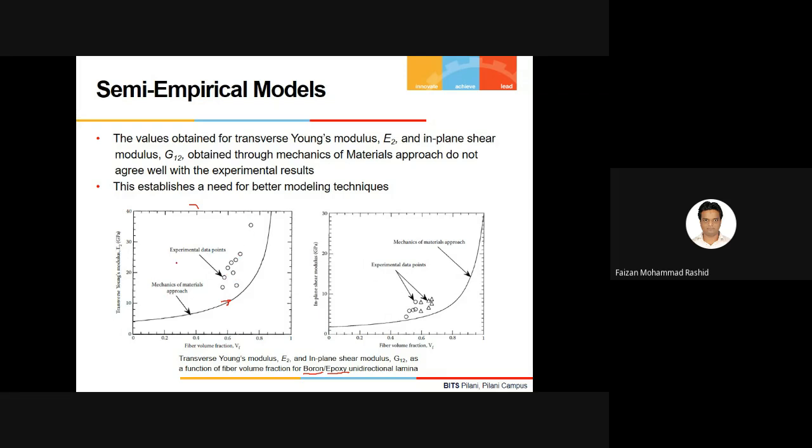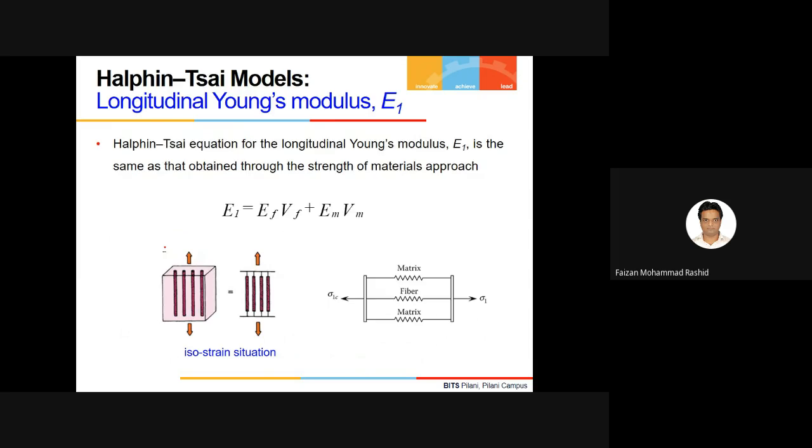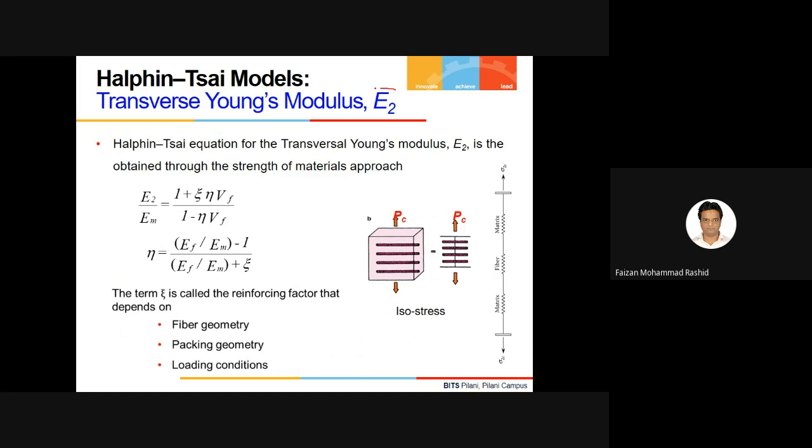So to fix those gaps, there was one method called the semi-empirical method, and there are many semi-empirical methods, where they take assistance from experimental data itself to model the transverse Young's modulus and in-plane shear modulus. One of the very famous techniques in semi-empirical relationships is the Halpin-Tsai model. In Halpin-Tsai, I told you that they didn't touch the longitudinal Young's modulus. They said that the E1 value from mechanics of materials is okay. There is no issue in this one. But for the E2 value, they have proposed some modification.